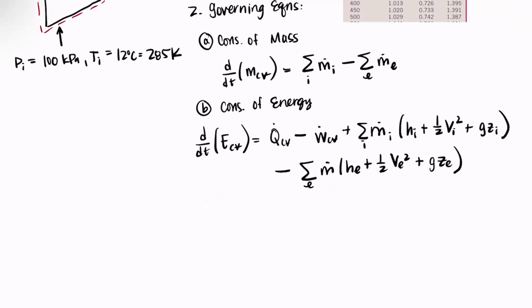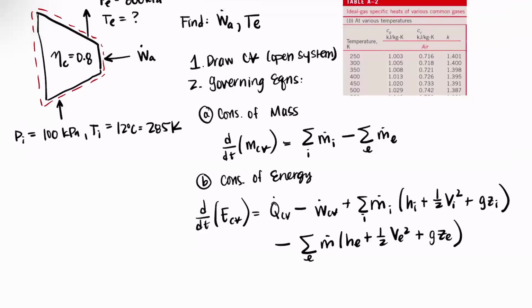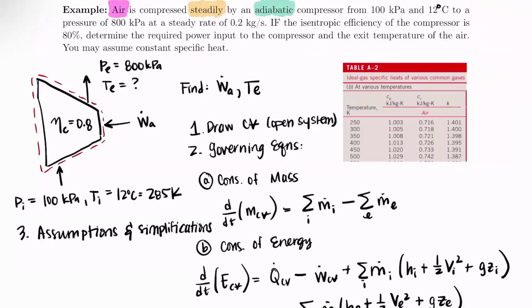Okay, so let's talk about some assumptions and simplifications. We have several that are given to us in the problem statement. So we have that this is steady, so that means I can get rid of these time derivatives. I also have that this is adiabatic, so I can get rid of Q dot.